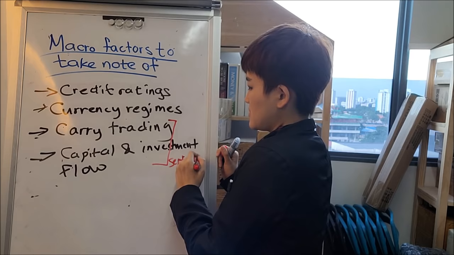So for inflation, you look at CPI, Consumer Price Index, okay? And you look at the core CPI, which excludes food and energy prices. And for the business side, you look at the Producer Price Index, PPI.